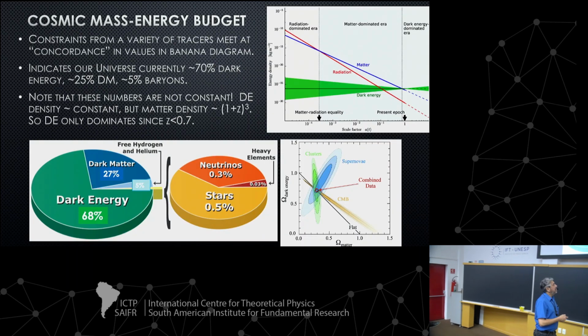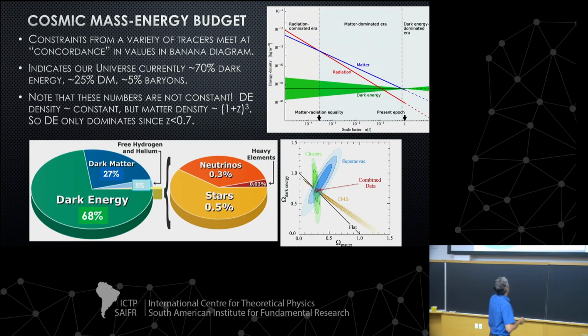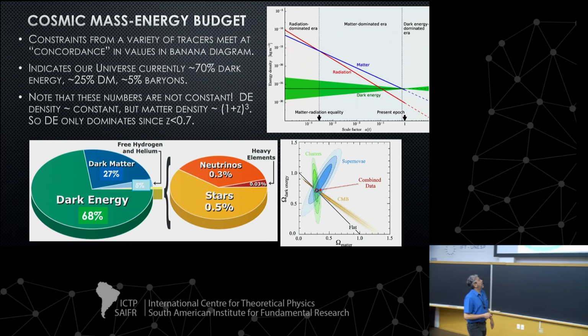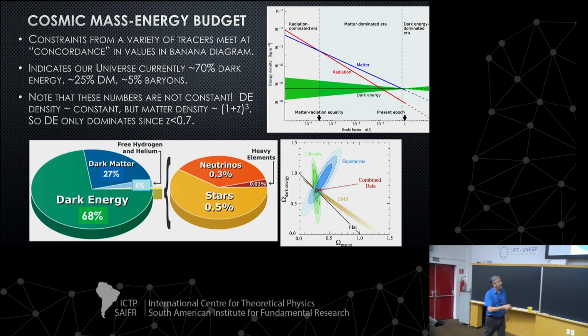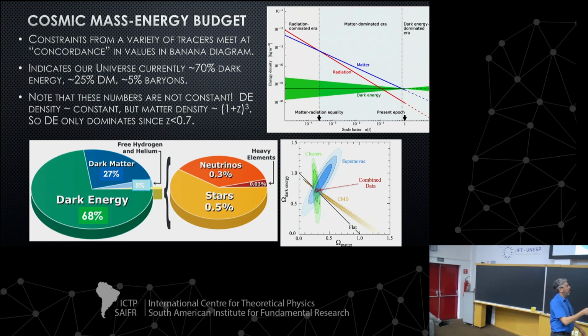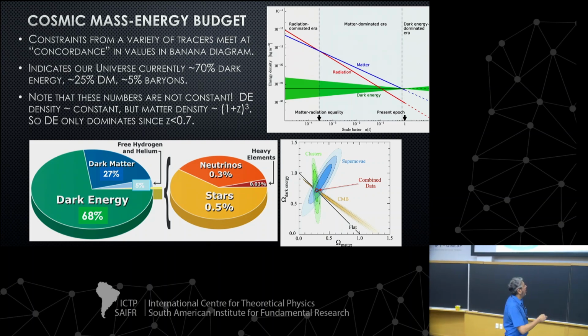Okay, so then to sum up the mass energy budget, right? Again, by using all these measurements, both from the CMB, we can plot what they like to call banana plots or something like that. So this is dark energy versus matter, dark energy density versus matter density today. And again, you can measure it from a variety of things.